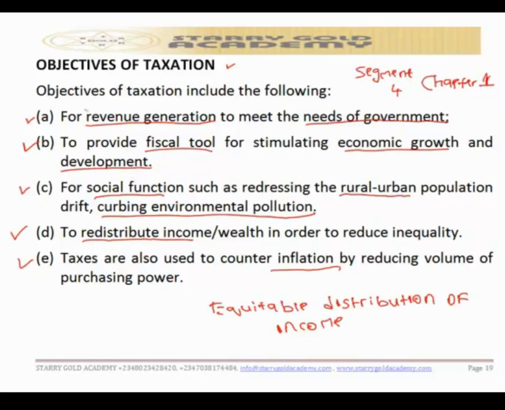So please try and know these five: revenue generation; providing a fiscal tool for stimulating economic growth and development; social functions such as addressing the rural-urban population drift and curbing environmental pollution; redistributing income in order to reduce inequality; and reducing inflation by reducing the volume of purchasing power. So these are the five objectives of taxation. Please don't restrict yourself to these five. Do further research, and I wish you the best of luck.